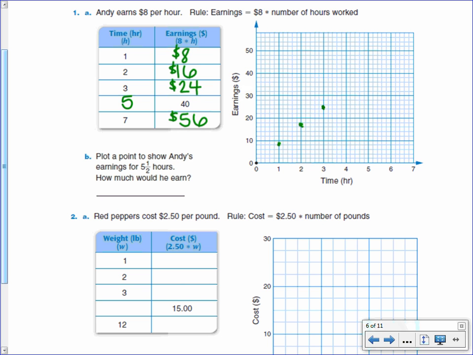Remember, be careful now. We don't have a 4, but we do have a 5. He's making $40. We don't have a 6, but after 7 hours, he's making 56. Okay, and go ahead and connect your dots. Again, your line might be a little bit better than mine.